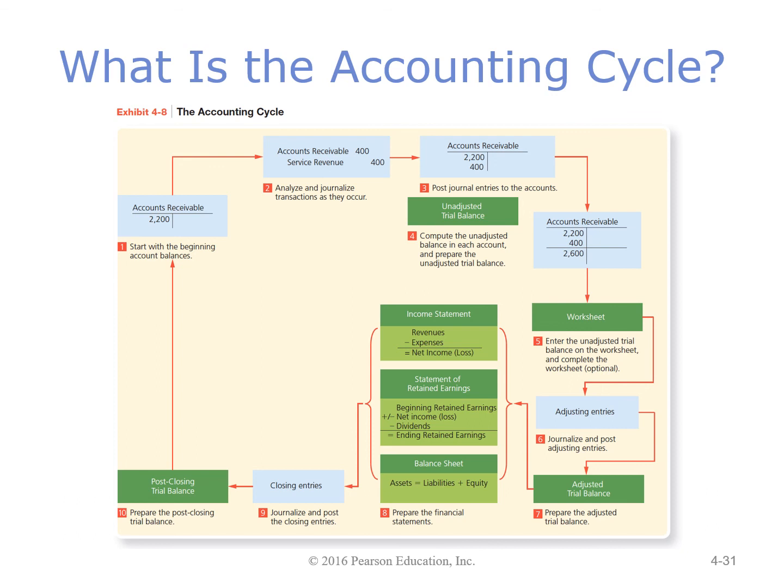So we have almost 10 steps to follow in order to reach the financial statements and to end the fiscal year or the financial year. Then we move to step 1 again at the beginning of the new year, and this was the end of the accounting cycle.